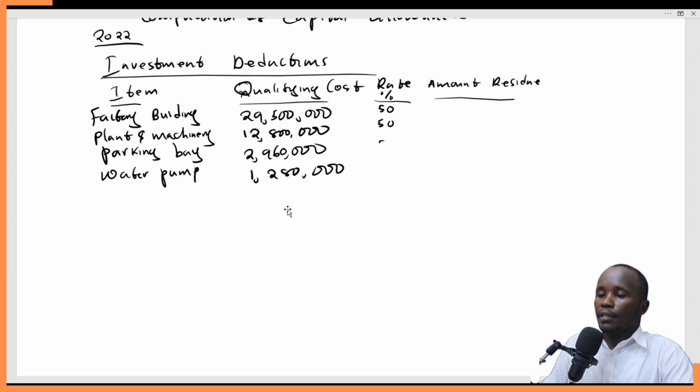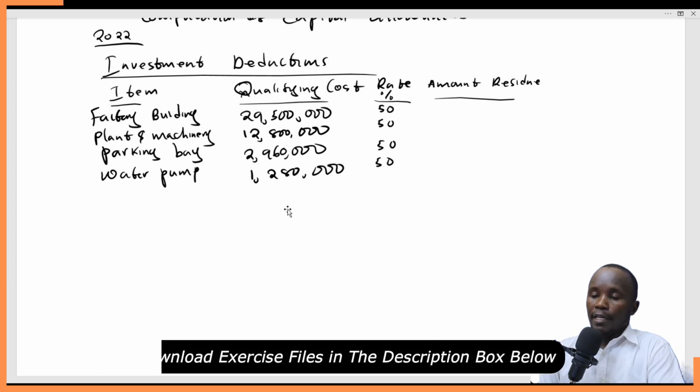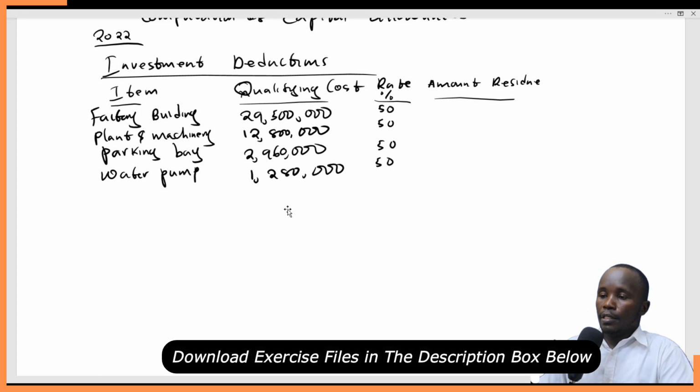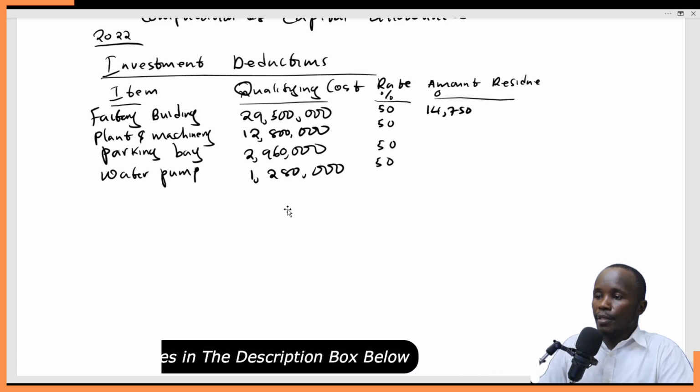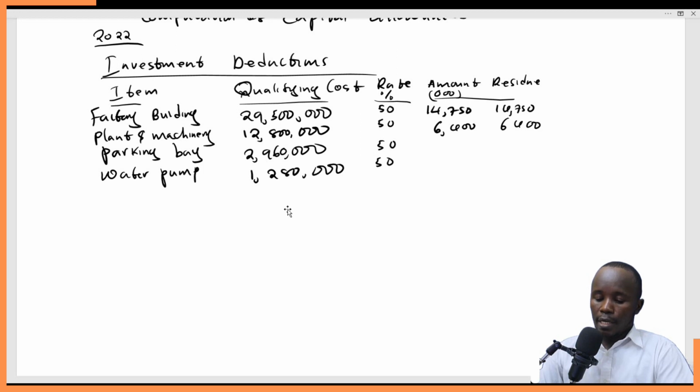And how much is the amount? 29,500 times 0.5 gives me 14,750,000. Let me put them in thousands. Of course, the residual value will be the same, but when you come to the next year, you're going to take 25% of that. This one is 6,400. The same here. This one is 29,60 times 0.5, which is 1,480,000. The same residual value. Here it is 640.